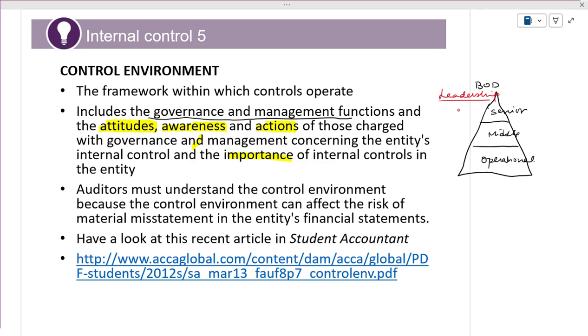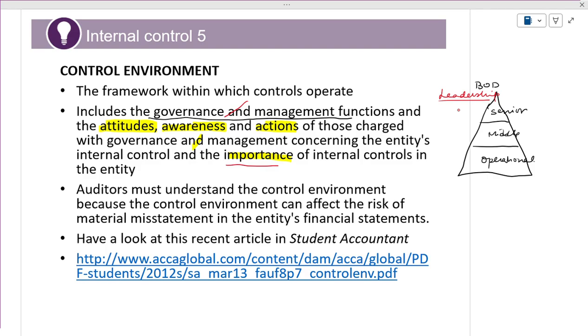They want perfection. If you are doing something the first time, the second time you will repeat the same thing. That is the reason they give importance to internal controls. Again, I am repeating it. It includes governance and management functions. Okay, governance is at the top, is it right? And management functions, three different levels regarding attitudes, awareness, and actions.